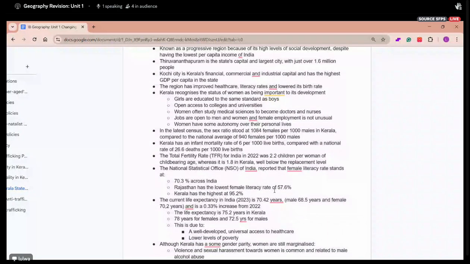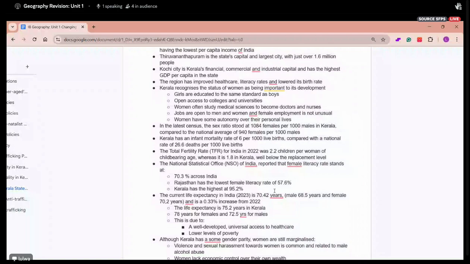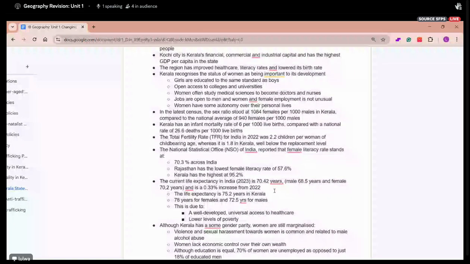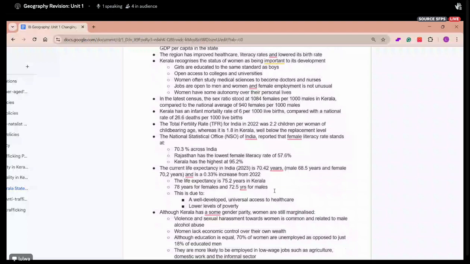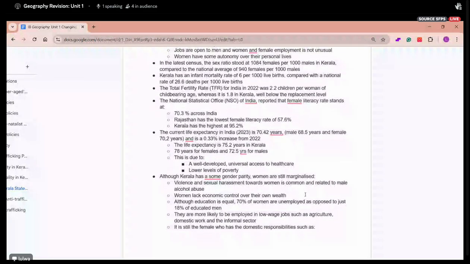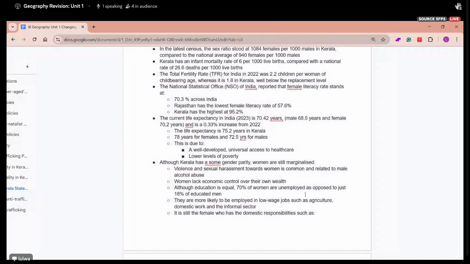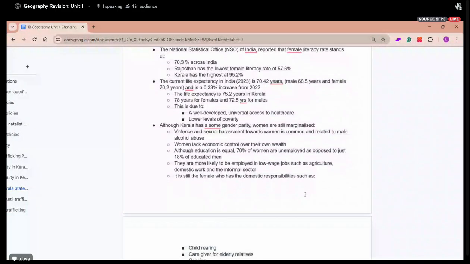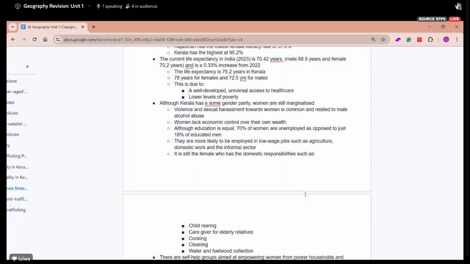And so what happened then in Kerala was that the sex ratio stood at 1,084 females per 1,000 men, and Kerala had an infant mortality rate of 6 per 1,000, compared to a national rate of 26.6. And so, although Kerala had gender parity, women were still marginalized, however. Violence and sexual harassment towards women were common. Women lacked economic control. Although education is equal, 70% of the women are unemployed as opposed to just 18% of educated men. They are more likely to be employed in low-wage jobs, such as agriculture, and it is still the female who has domestic responsibilities.